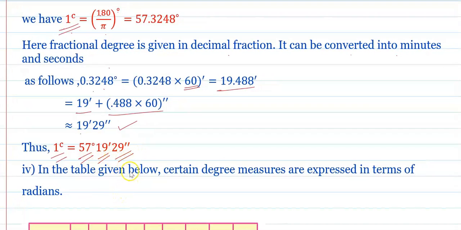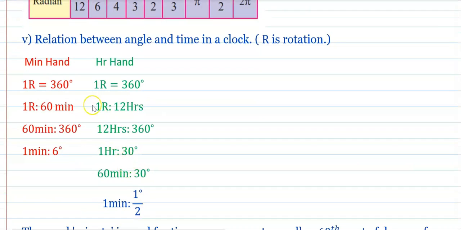Okay. Now the next. This is also a very important relation. That is the relation between angle and time in a clock. R is called here the rotation. First is the minute hand. One rotation means what? 360. One rotation takes place when there are 60 minutes. In 60 minutes there is a rotation of 360 degrees and hence in 1 minute it takes a rotation of 6 degrees.